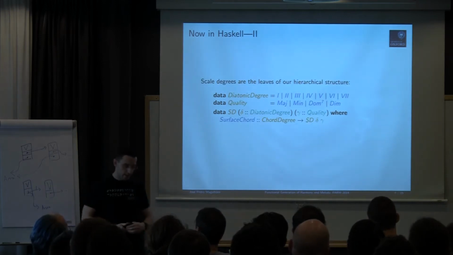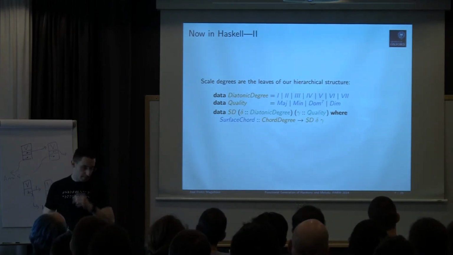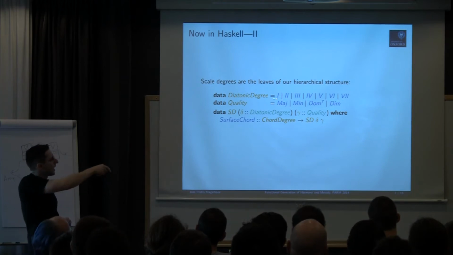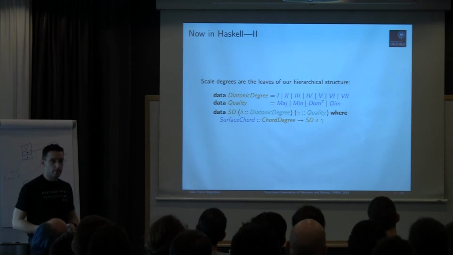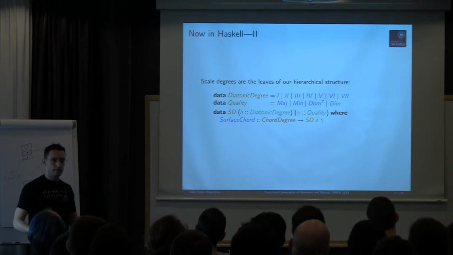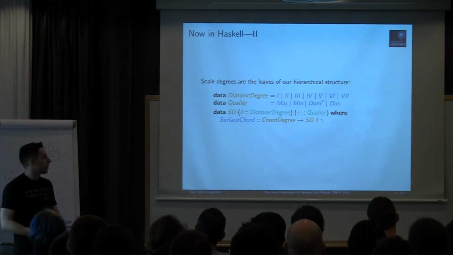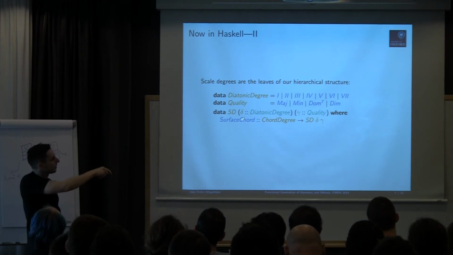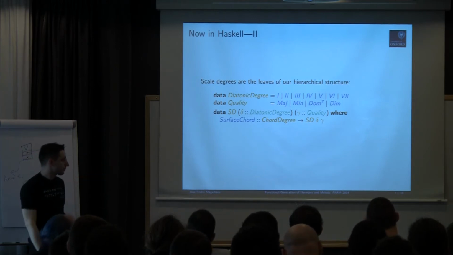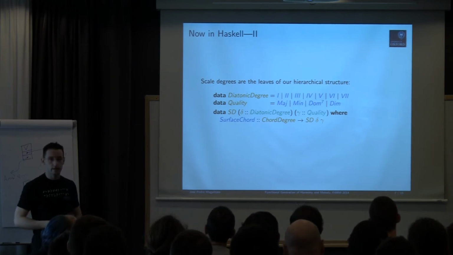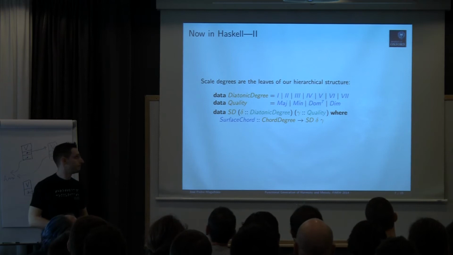At the end, at the least, we have the scale degrees, and here's perhaps worth saying a little bit more. So we have 7 diatonic degrees from 1 to 7. We have 4 possible qualities for each chord. Again, a bit arbitrary, but that's all I think for now: major, minor, dominant, and diminished. And the scale degree has then a diatonic degree and a quality. And, well, a single constructor that just stores the actual chord that you're in.